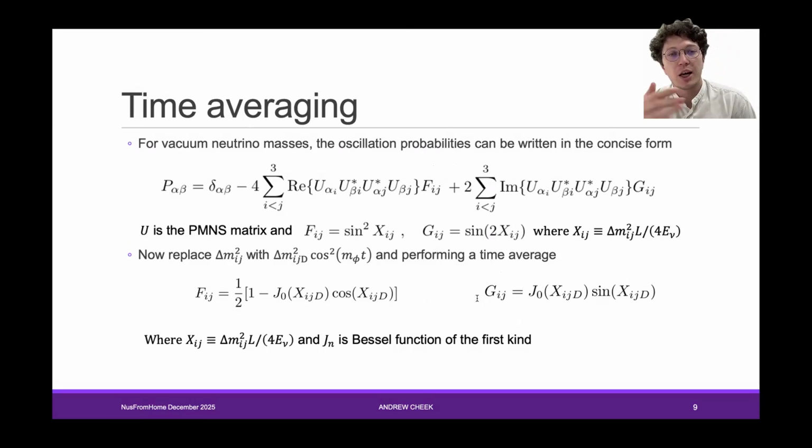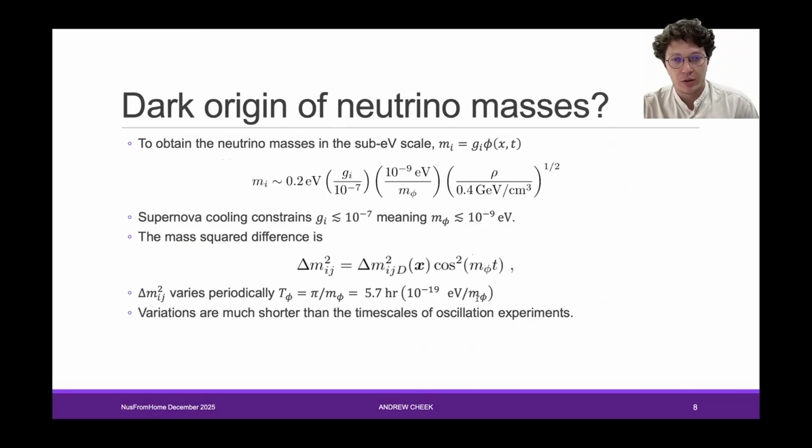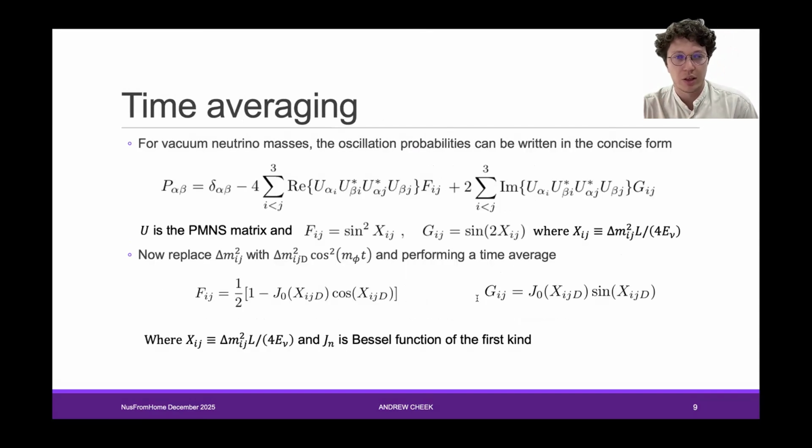This means that we have to do some time averaging over the background oscillation of these squared mass differences. If you look back at the standard solution for the vacuum case, I have this oscillation probability going from alpha to beta, and it's some function that depends on the PMNS matrix, these U's here, and these two functions F_ij and G_ij. F_ij is the sine squared of the mass squared difference with the baseline L, or how far the neutrino traveled, and its energy, and G_ij is just the sine of two times that angle.